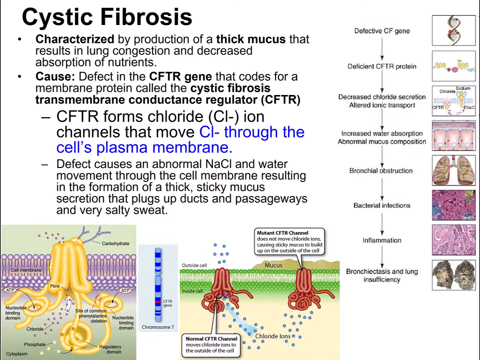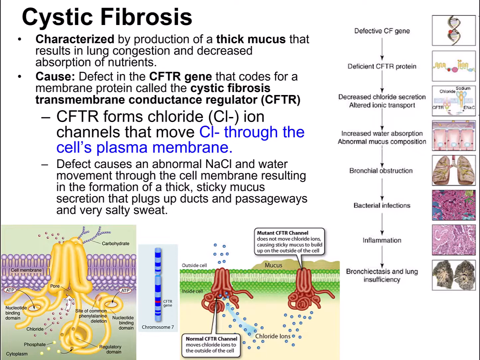And we're going to see that in different parts of the body, they'll either pump chloride from outside the cell to inside the cell, or inside the cell to outside the cell. Depends on the specific type of CFTR transporter. If you have a defect in this channel, this causes an abnormal sodium chloride and water movement through the cell membrane, which will result in the formation of a thick, sticky mucus secretion that plugs up ducts and passageways, and very salty sweat.